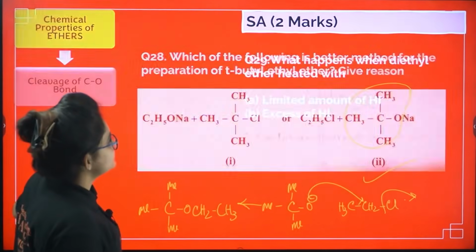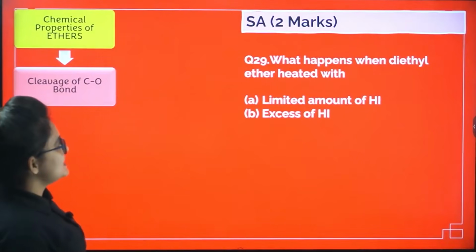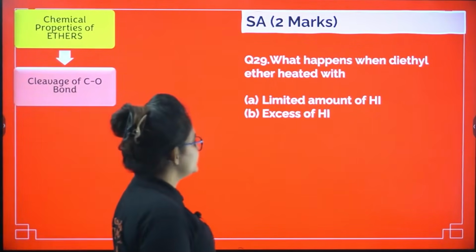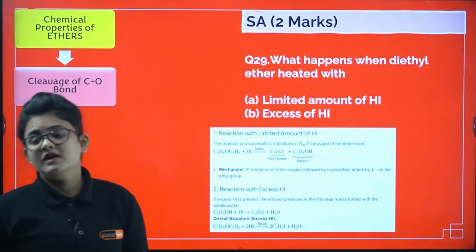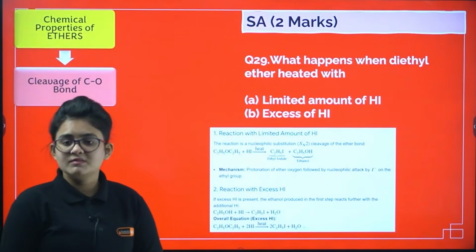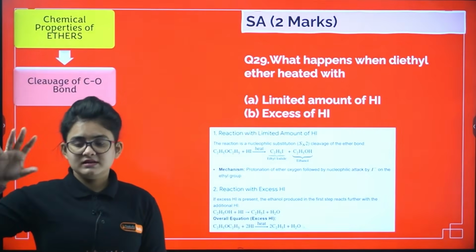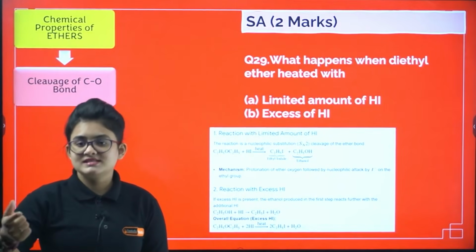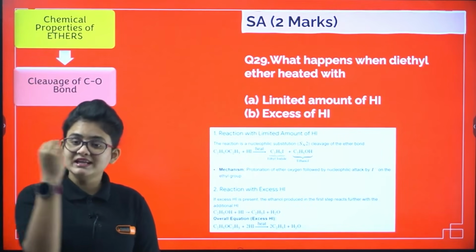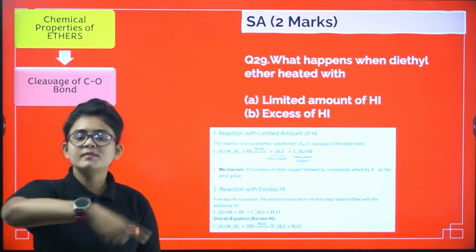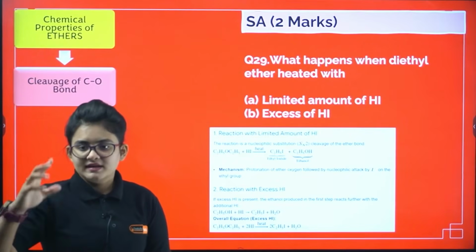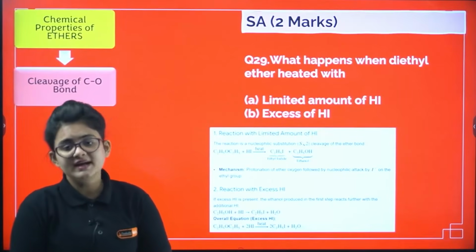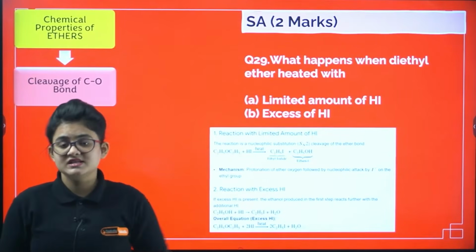Proceed. What happens when diethyl ether is heated with limited amount of HI and excess amount of HI? If diethyl ether is heated with limited amount of HI, will end up with ethyl iodide and ethanol first. And if you treat this with excess, then that ethanol that was formed will also be replaced with iodine. Ethanol in presence of HI will give you ethyl iodide. So overall you will get ethyl iodide whenever excess HI is treated.